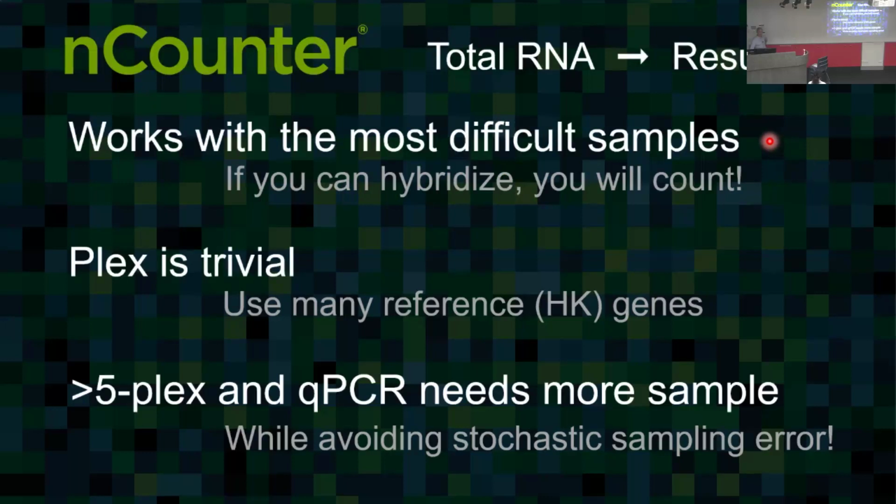It works with the most difficult samples, which is great because some samples are really difficult. I don't know what it's like working with marine samples, but woody plants and fungi are really terrible. Plex is trivial, use as many genes as you want, as many housekeeping genes as you want. And you just saw the data there: when you get to 5-plex or more, nanoString is more sensitive.